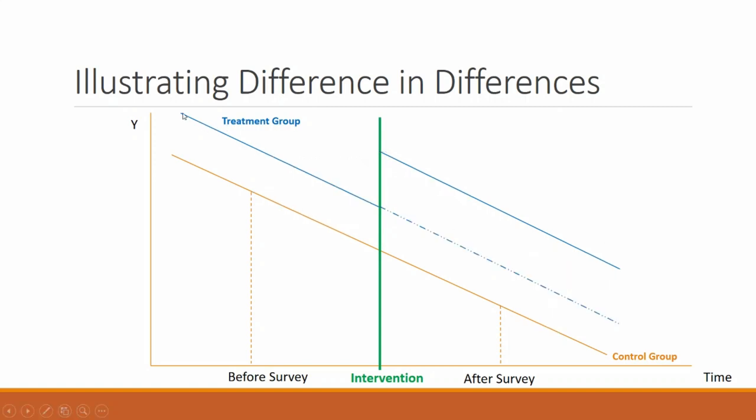Now, if the intervention had no impact, then the blue line here, the treatment group trend, would look like this. It would go all the way down. So this dashed line here represents what would have happened to the treatment group in the absence of the treatment. This is what would have happened to them if they had not received the intervention. The difference between what would happen to the treatment group with the intervention and what would have happened to the treatment group without the intervention, this difference here is our true impact. That's the impact of our intervention.